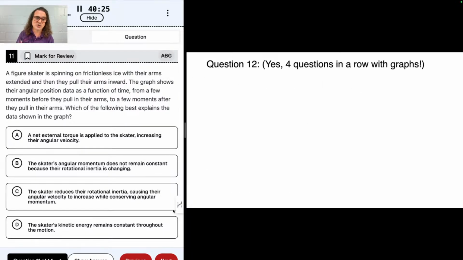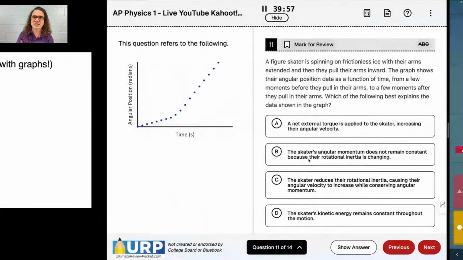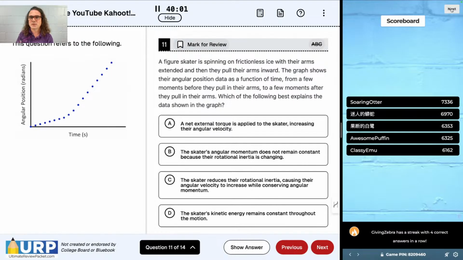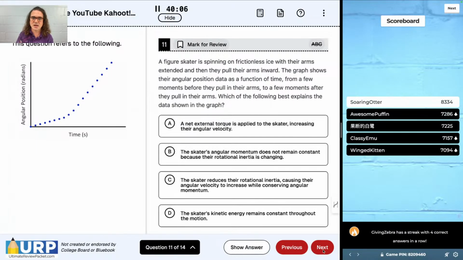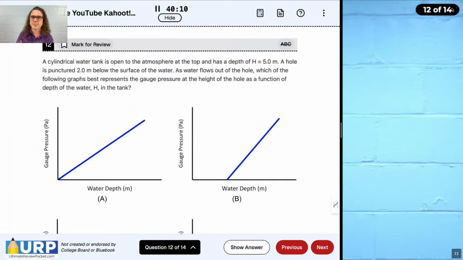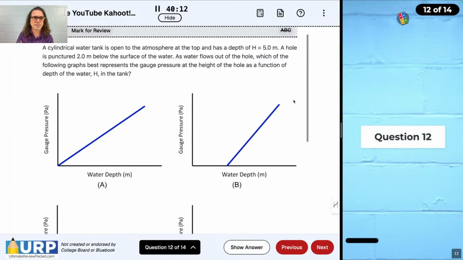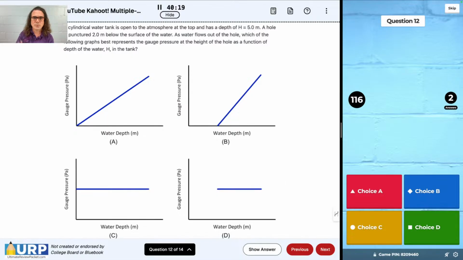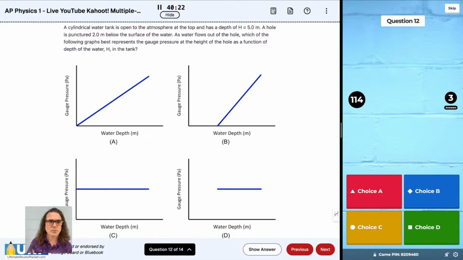So question 12. Here we go. Let's see how people did. Soaring otter, soaring away. Question 12. Hopefully we'll move on to question 12. Here we go. That'll have to do.